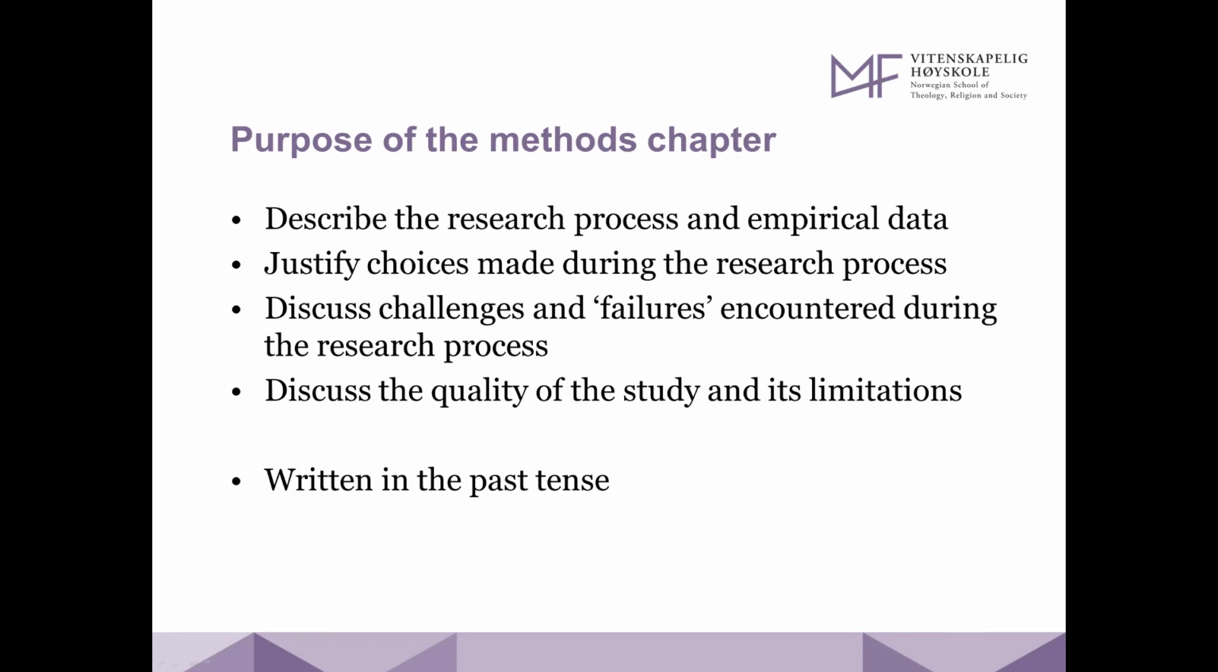A method chapter is written in the past tense because you write this chapter after you have collected and analyzed the data, reflecting back on the choices you made, justifying choices you made in the past, and therefore it is written in the past tense. It's then different from a project description where you will write about research methods in the future tense, where you write about things that you plan to do. But now in the method chapter, you have already done these things, so you write in the past tense.